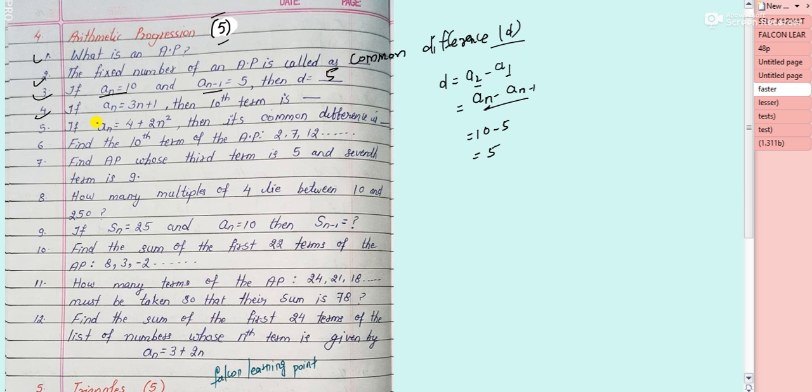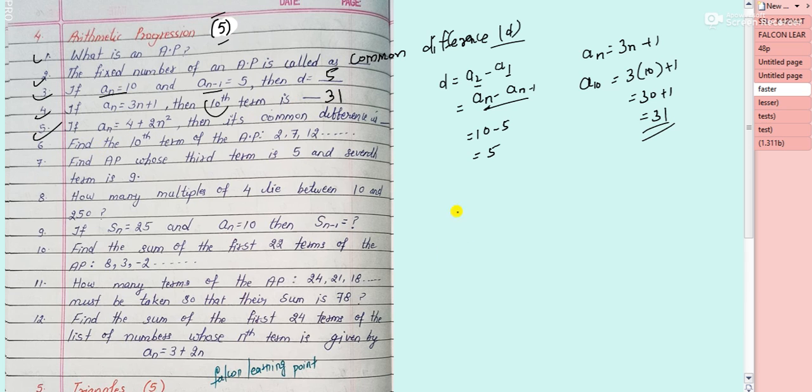Next is, if an is equal to 3n plus 1, then the 10th term is dash. In this type of question, directly substitute the number for n. In place of n, write 10. So 3 into 10 plus 1, 30 plus 1, which is equal to 31. So the answer is 31.